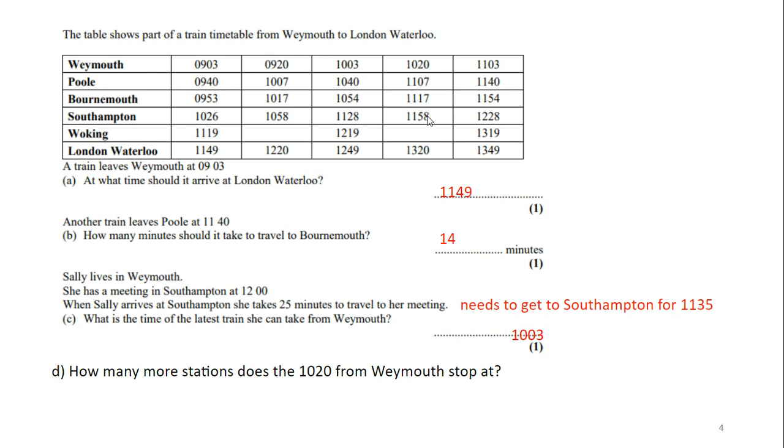In question D, it says, how many stations does the 10:20 from Weymouth stop at? So 10:20 is here. How many more stations does it stop at? It stops at Poole, Bournemouth, Southampton. Then this gap means it doesn't stop at Woking, so it only stops at 4 more stations, not including Weymouth. So this is a very common exam style question.